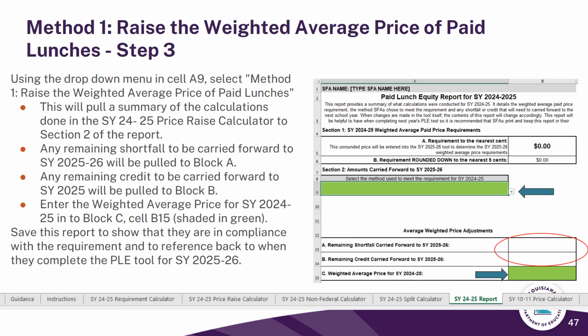Any remaining shortfall to be carried forward to school year 25-26 will be pulled back to block A. Any remaining credit to be carried forward to school year 25-26 will be pulled to block B. Enter the weighted average price for school year 24-25 in block C, cell B15 shaded in green. Save this report to show that they are in compliance with the requirement and to reference back to when they complete the PLE2 for 25-26.